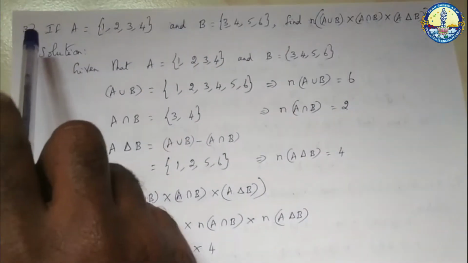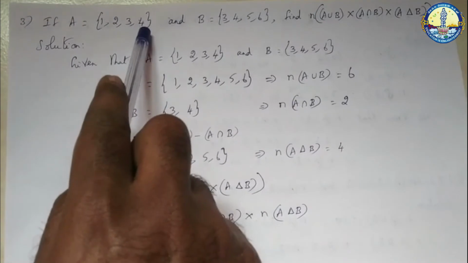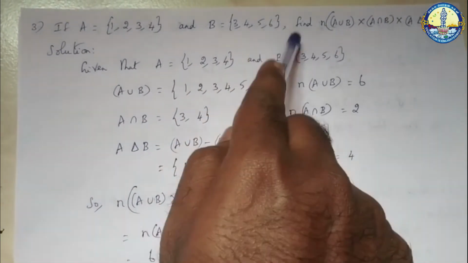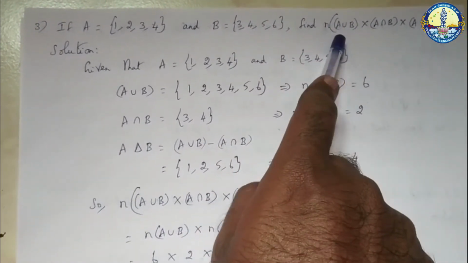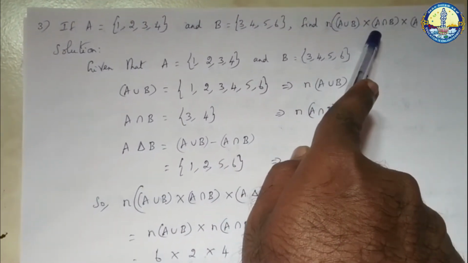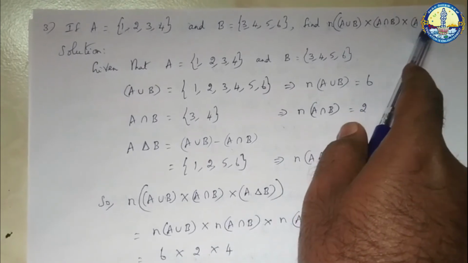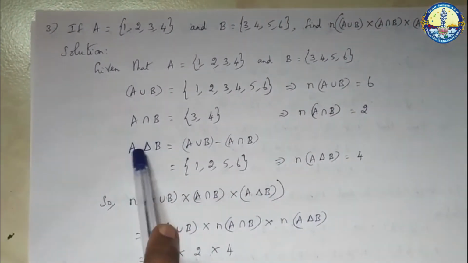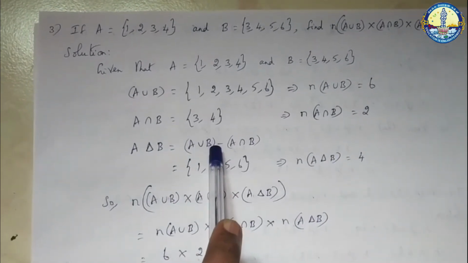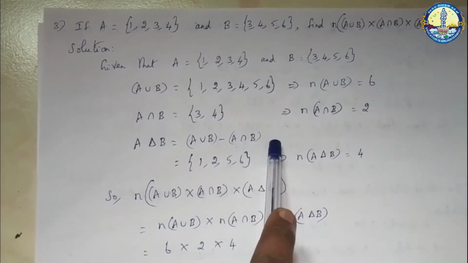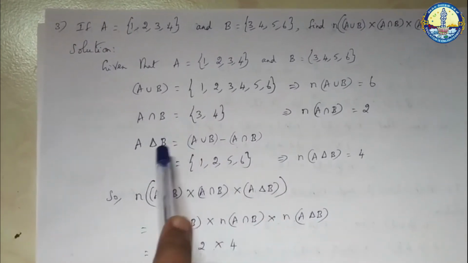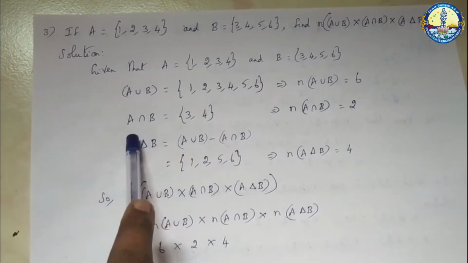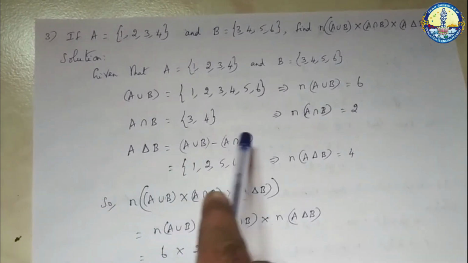The next problem is, if A equals {1, 2, 3, 4} and B equals {3, 4, 5, 6}, find n of (A union B) cross (A intersection B) cross (A triangle B). Triangle means symmetric difference. So the formula for A triangle B is A union B minus A intersection B. This is called the symmetric difference, the difference of A union B and A intersection B.